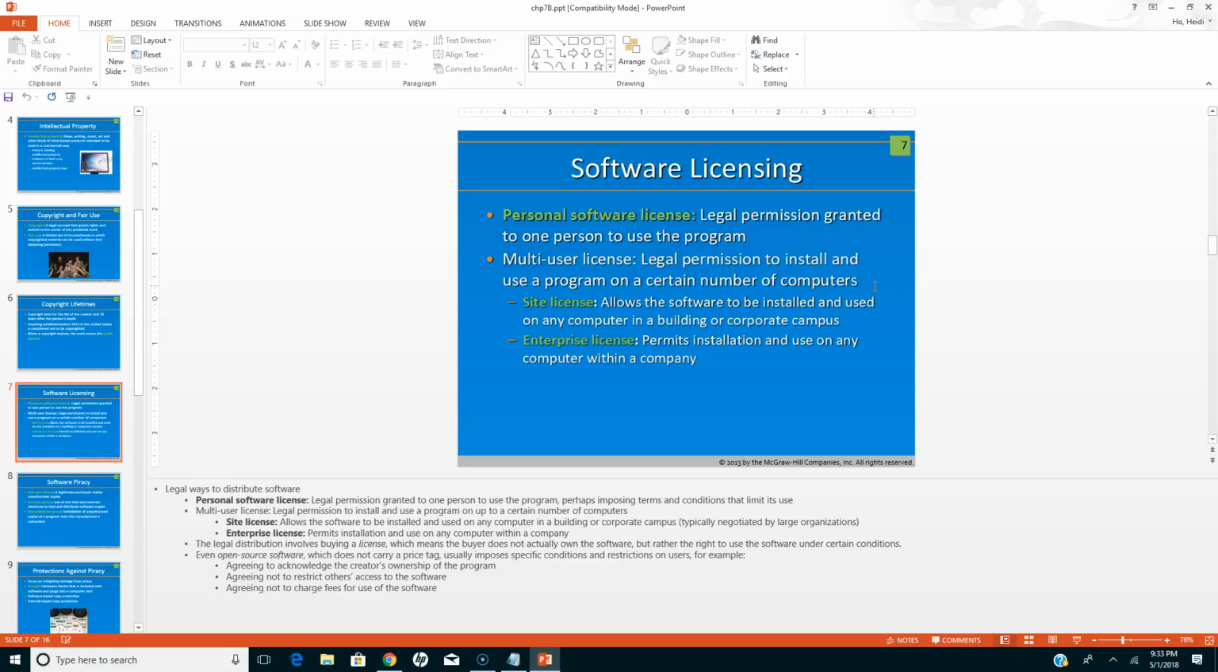365, since we have a subscription, a license agreement with Microsoft. So anyone that is part of the STC family, like faculty, staff, and students, may have the right to use the program. That is called an enterprise license. Okay, so you have personal use licenses, multiple use licenses, site licenses, and enterprise licenses. Make sure you read the book, understand the concepts, and provide some examples.